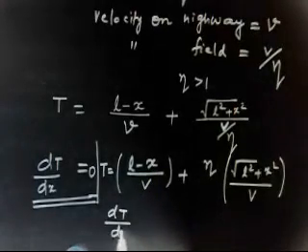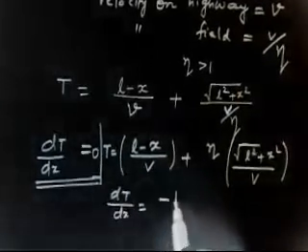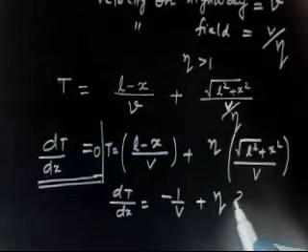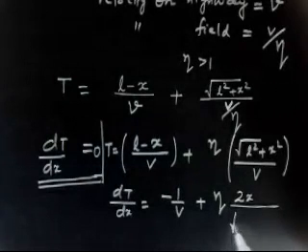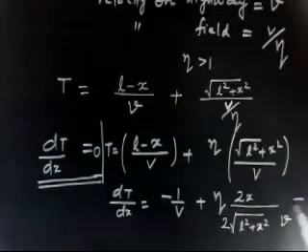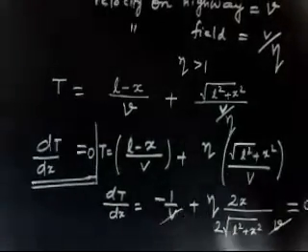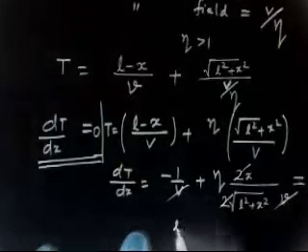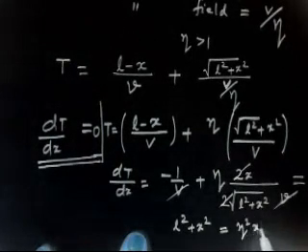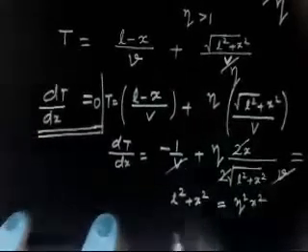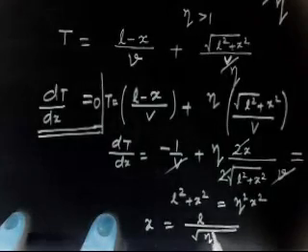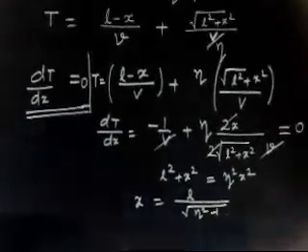So dt by dx equals minus 1 by v, and this eta remains. So you will have 2x on the top and 2 root over L square plus x square, and here you will have v also. This equals 0, so v goes out, 2 goes out, and you will have L square plus x square equals eta square x square. Are you getting it? So if you solve for x, it comes out to be L divided by root over eta square minus 1, and that is the answer given in the book.